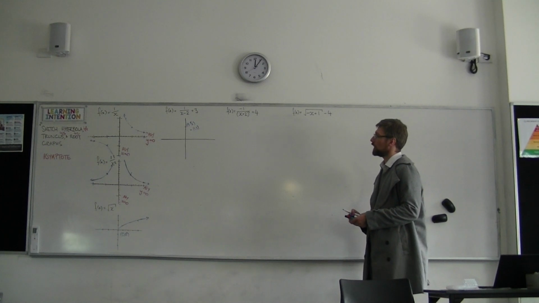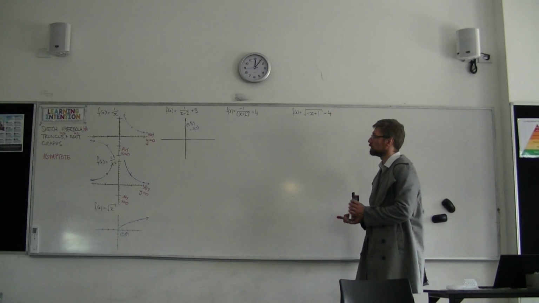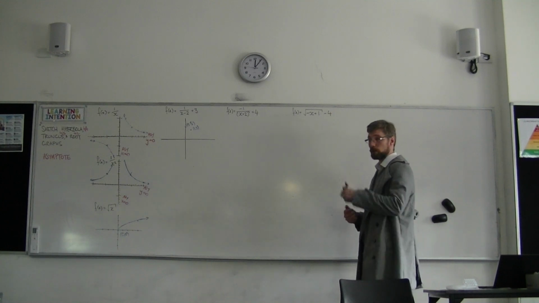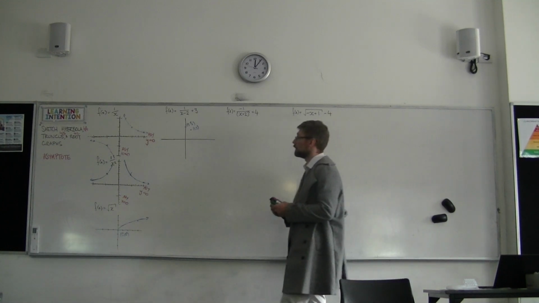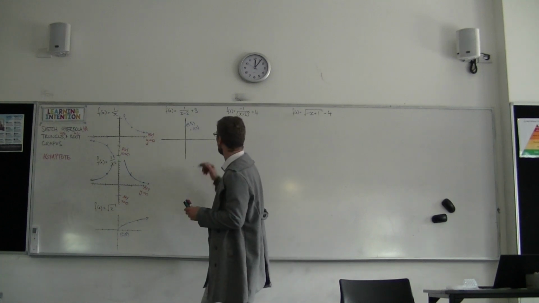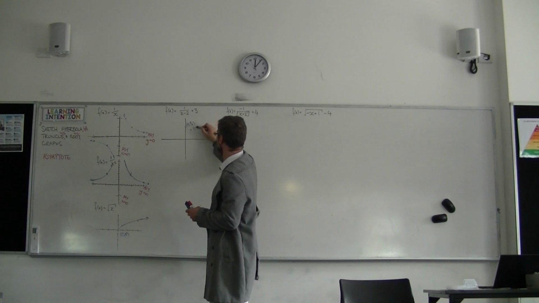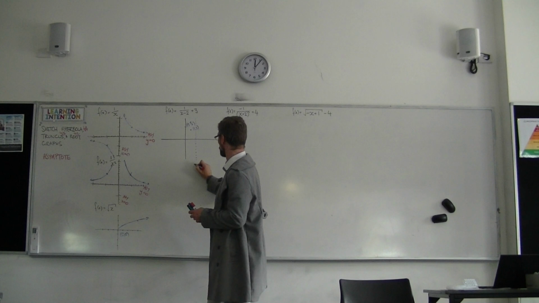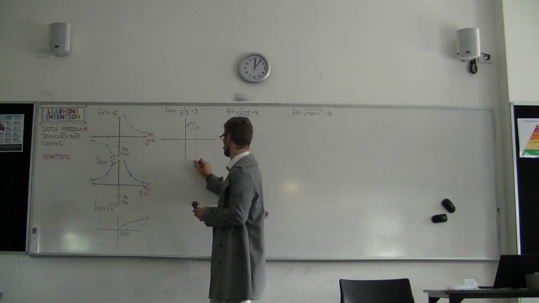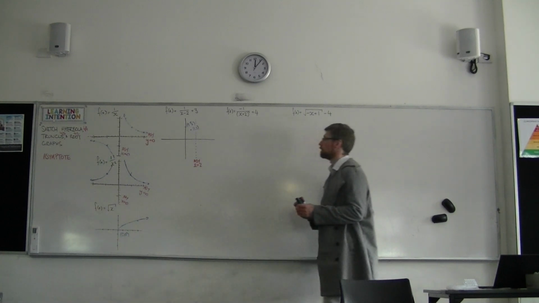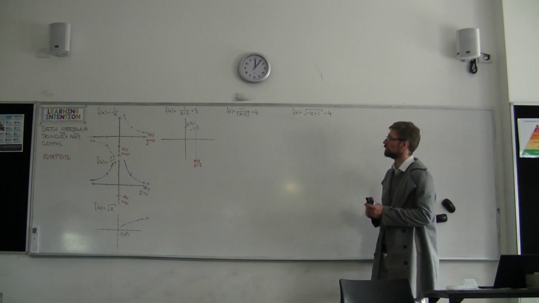Not 2. Why not? It'll make it 0. But doesn't that tell us something? It tells us where the asymptote is. So at 2, which is about there, we should have an asymptote. Beautiful. So this is x equals 2. That's my asymptote. Well, that's handy.